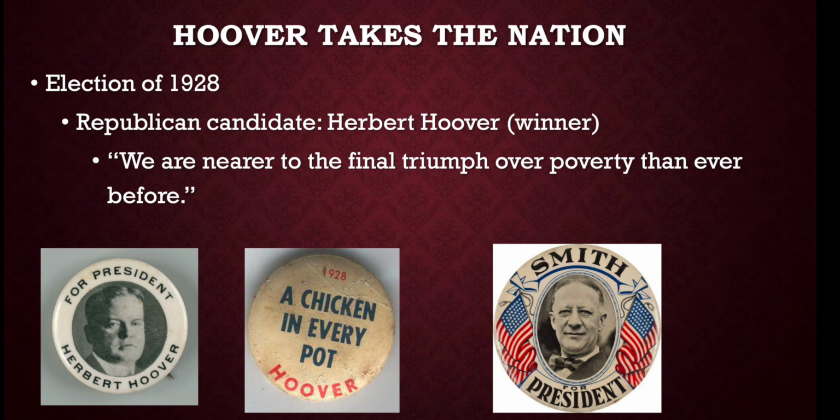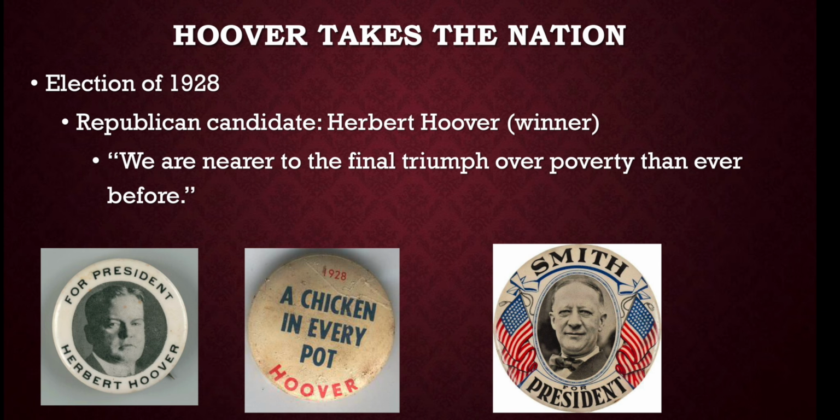And one quote that came from Harding I like to bring up because of the irony is he made a statement that we are nearer to the final triumph over poverty than ever before. He claimed that during his presidency, poverty would be ended by the end of his presidency. And he also promised in his campaign slogan a chicken in every pot, meaning that everybody's going to have so much money that you can have a whole chicken. Everybody's going to have enough to eat. No one's going to go hungry. There'll be a chicken in every pot. But that was the result of electing President Hoover. So irony there for you.